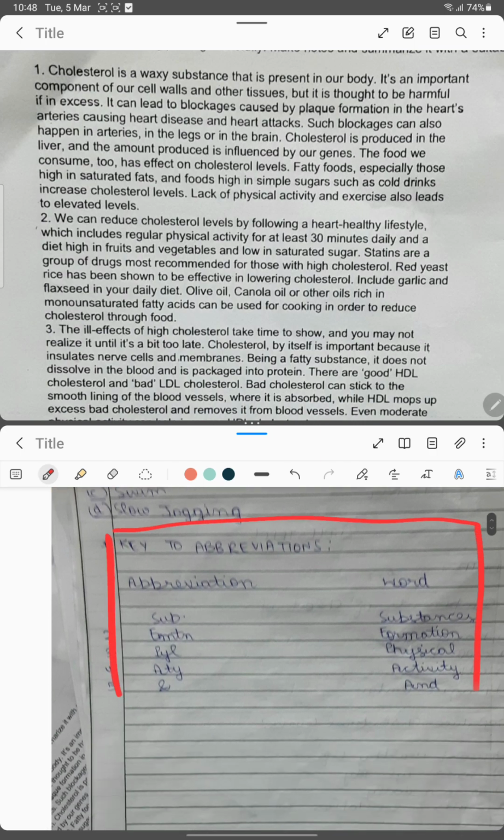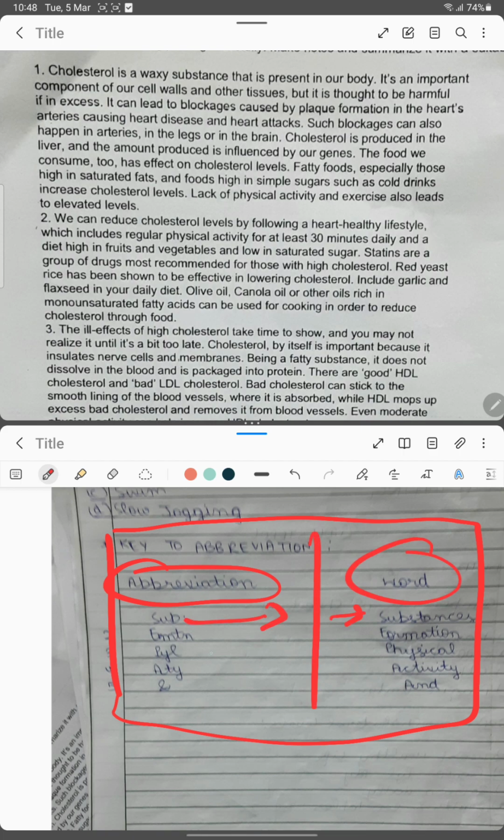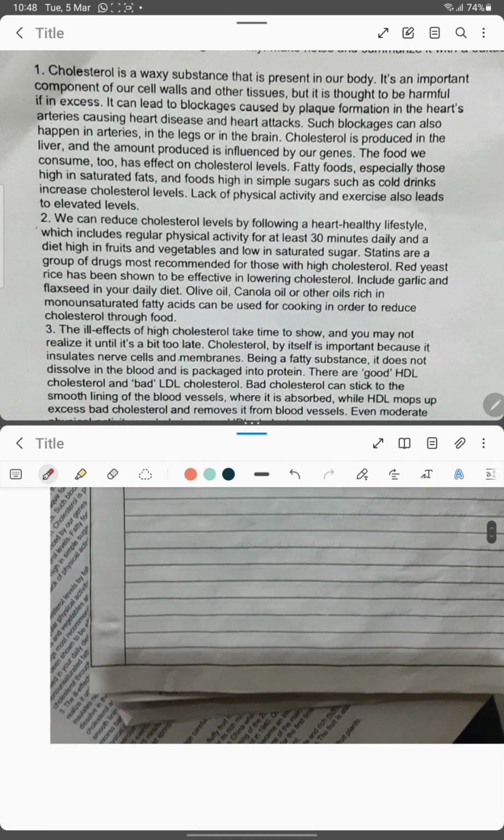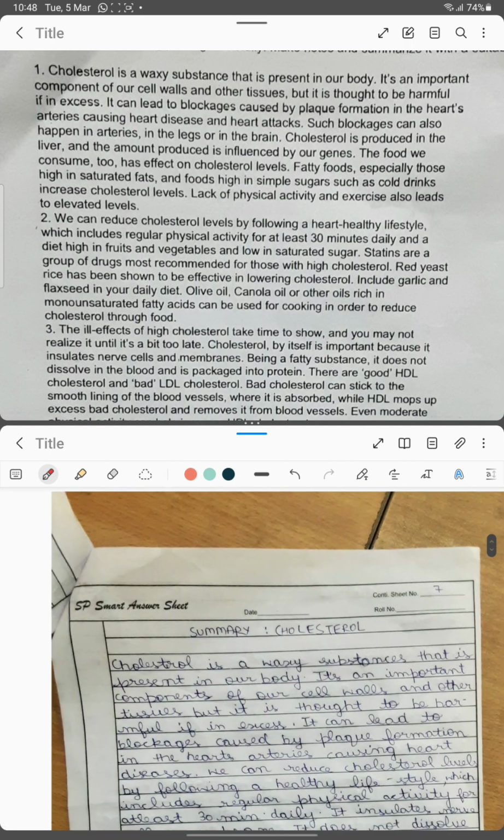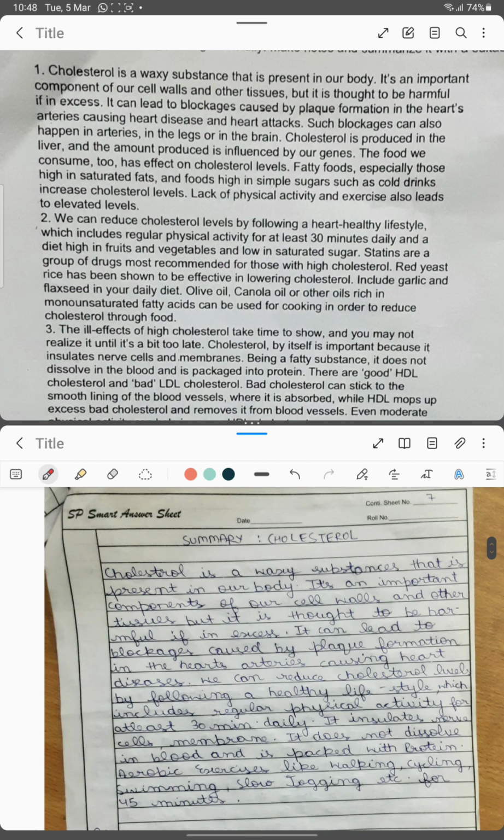Talking about the abbreviations, they are to be kept in a box. Make sure open नहीं रखना इनको, ठीक है. Box is very important. Then abbreviations are written on one side and the full word on the other side. Like SUB is used for substances. Similarly, formation FORM, physical PHY, activity ACT, and और का sign बनाया हुआ है this. These are the abbreviations used in the notes. लेकिन abbreviations को notes में ही use करेंगे, not in the summary.